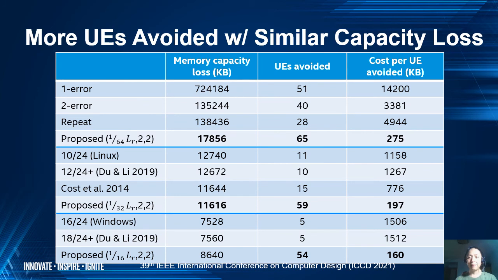We also compare our new policy using specific parameters to different baselines with common parameters. Again, we see that compared with the Windows or Linux policy, the new policy avoids several times more UEs with similar capacity loss. Compared with those very aggressive policies, the new policy enjoys much less capacity loss, but still avoids significantly more UEs. More analysis and case studies can be found in our paper.